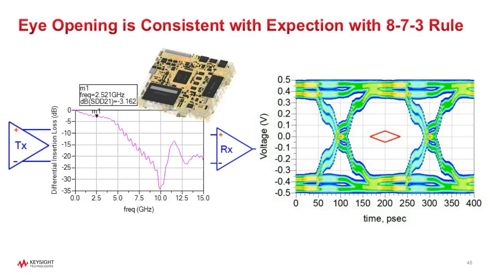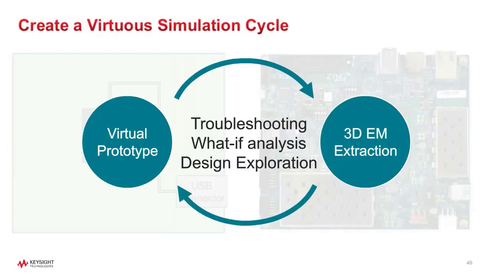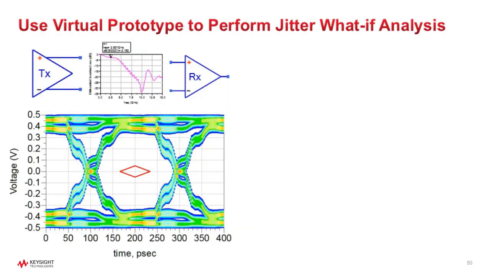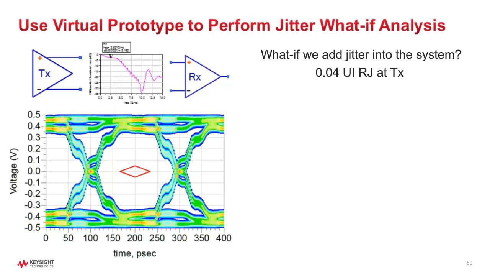Next, what we're going to show is the second thing out of the virtuous simulation cycle, the what-if analysis that we can do. Just to recap, we use a virtual prototype to perform an eye simulation. Now let's ask the question, what if we add jitter into the system? Specifically, if I just add, say, 0.04 UI of random jitter at TX, what would the eye look like? It's going to be close, but how close is it going to get to the mask?